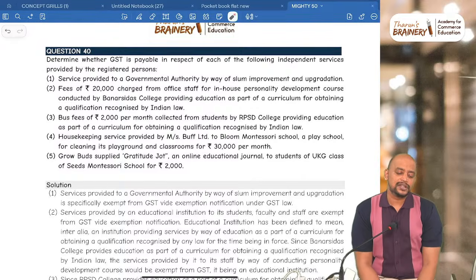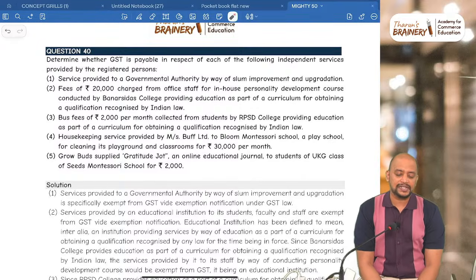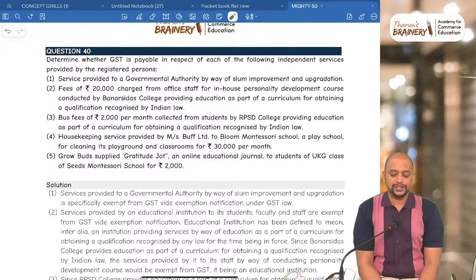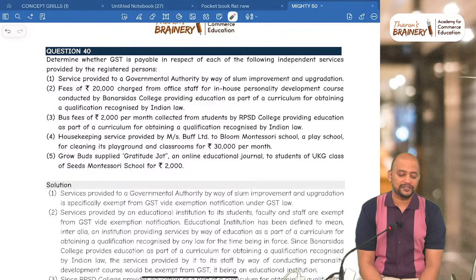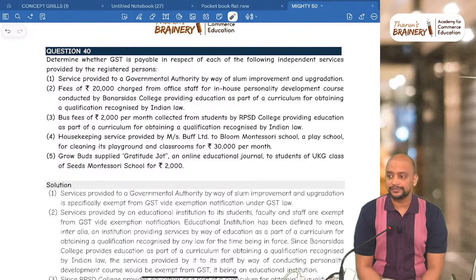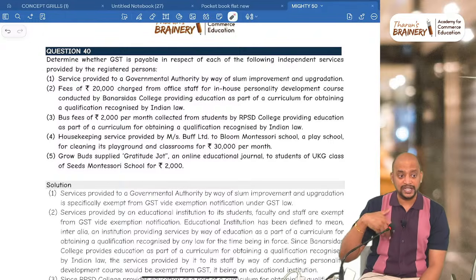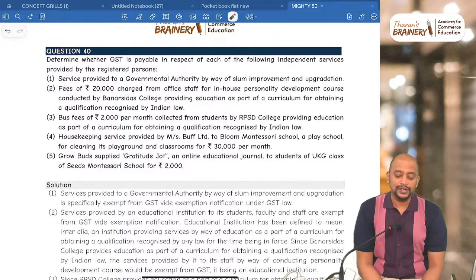Then second, fees of 20,000 collected from office staff for an in-house personality development course conducted by Barnard C. Das College, providing education as a part of curriculum for obtaining a qualification recognized by Indian law. What is this, 20,000? Exempted? Yes. Services provided by an education institution to its students. It is by the institution, to its staff. Students, faculty and staff is exempted. Therefore, this will be exempted.